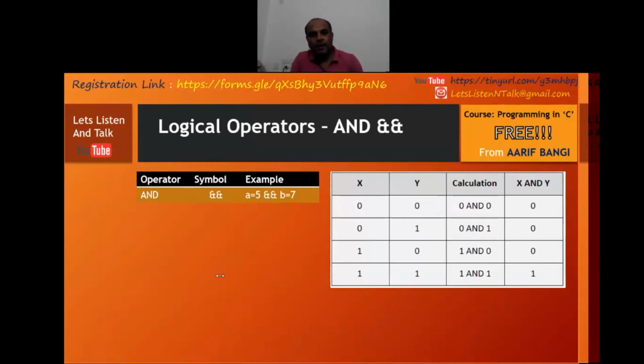Excuse me, sir. 0 and 1, right, Manish? Yes. So any moment AND operation will give you either 0 or 1. It will not give you 2 or 3 or 4. Any moment a logical operator returns only two values, that is 0 or non-zero. Simple. You understand?